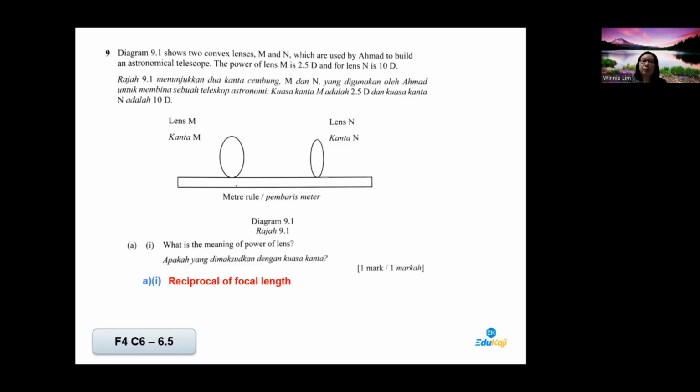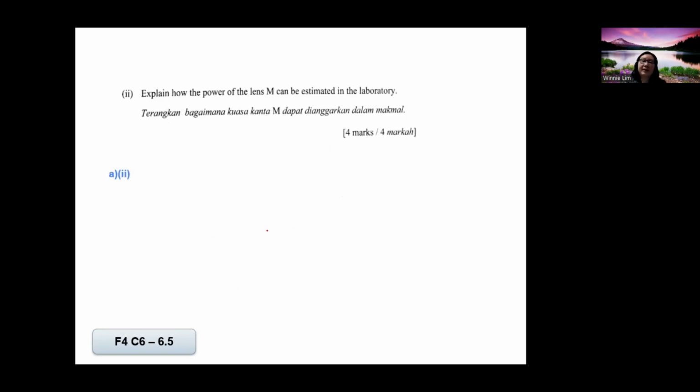So it's actually the reciprocal of focal length, or in formula, power is 1 over f. Reciprocal means 1 over something. They already tell you M is 2.5 diopter, and the unit for the power of a lens is diopter, and then N is 10D. So we see what information they need later on. Explain how the power of a lens can be estimated in the laboratory. To understand this idea, since you link power with 1 over focal length, how do you get the focal length of the lens? So I try to sketch out the idea, then you'll have a better understanding.